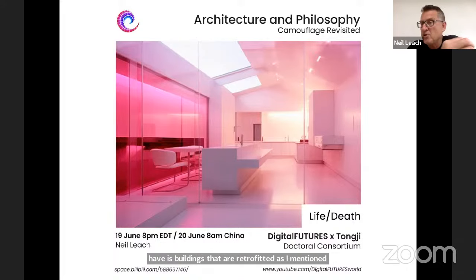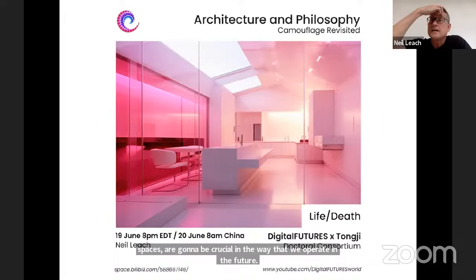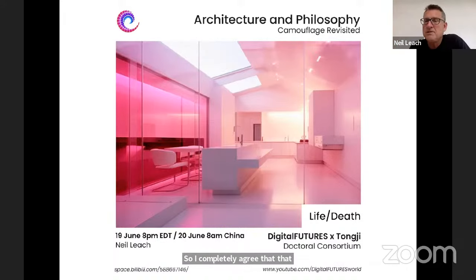Not just AI technology that will control the heating system and make our buildings more environmentally sustainable, not just the use of things like the Nest thermostat, but also other forms of design, such as interactive design. I can see that responsive spaces, interactive spaces, are going to be crucial in the way that we operate in the future. So I completely agree that recycling is going to be the future.